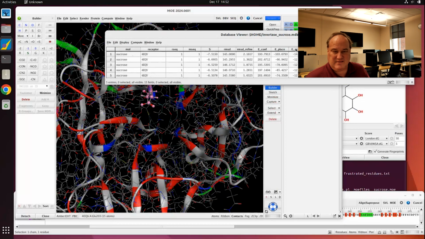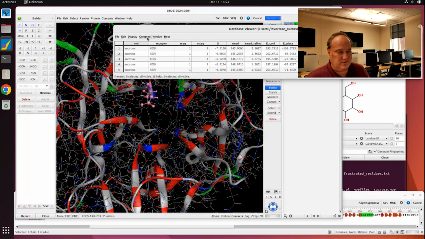Now, S is the same as E-score 2. The E-score 1, remember we did the first docking method with our London dG, and that was our triangle matcher, so that's E-score 1. And then E-score 2 is the docking method with the generalized Born, which is recorded as our docking score S right here. And then these last ones, I don't really worry about those.